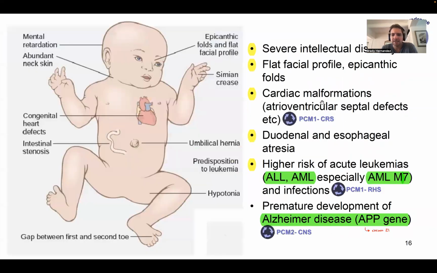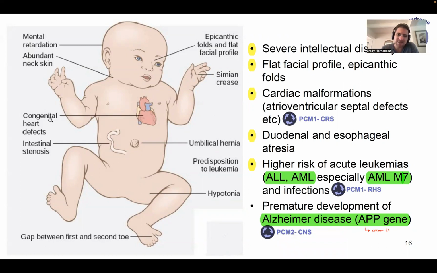All right, know about Down syndrome. We don't really need to get into that. Just remember that people with Down syndrome have a high risk of these cancers, ALL and AML, but also remember Alzheimer's disease: the APP gene for Alzheimer's is found on chromosome 21. So having that trisomy does give you risk for it.